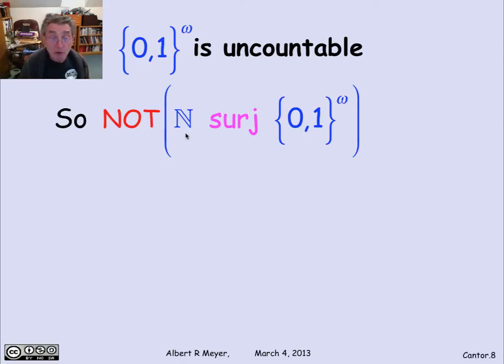The definition of countable, or an equivalent formulation of countable, remember, is that there's a surjection from the non-negative integers to the set. Well, there isn't any. We just proved it. Okay, so N is not surjective onto {0,1}^ω.